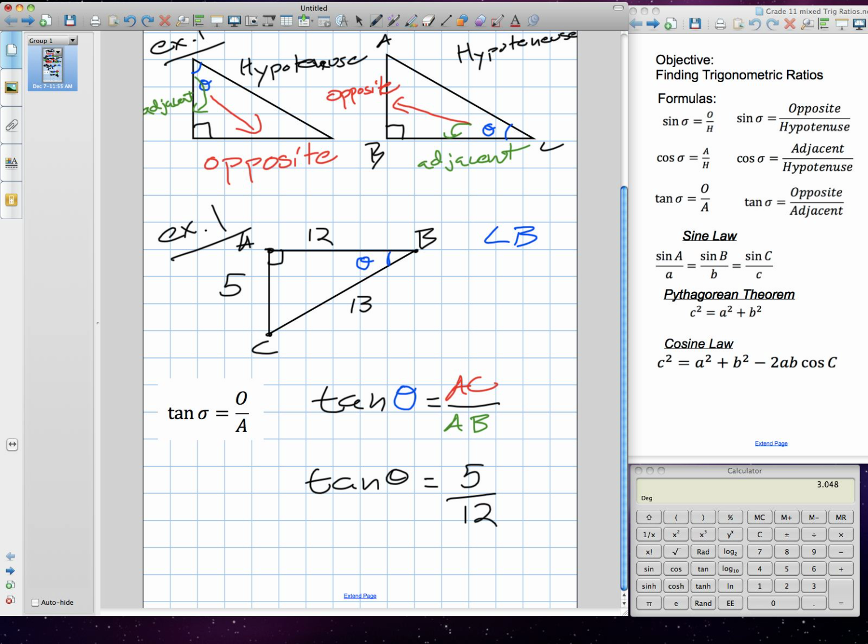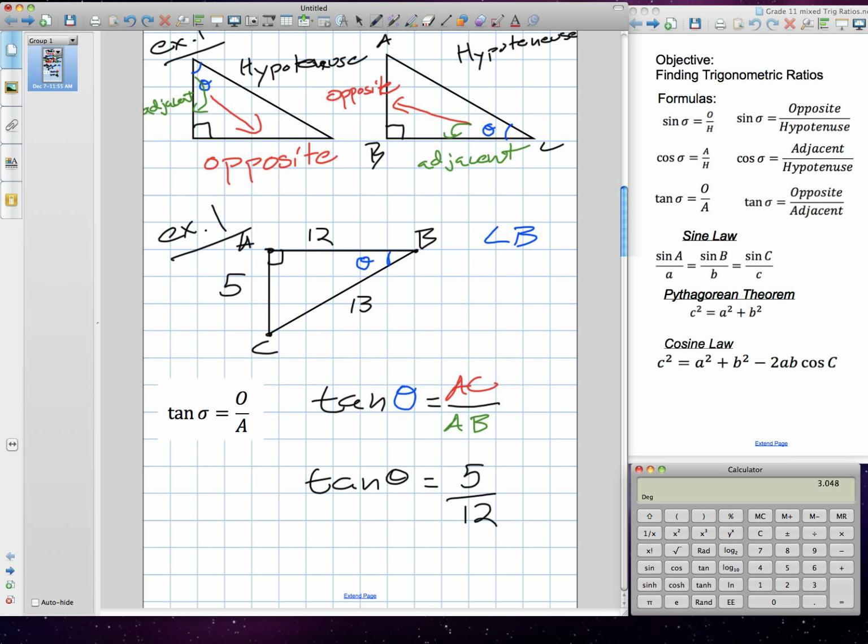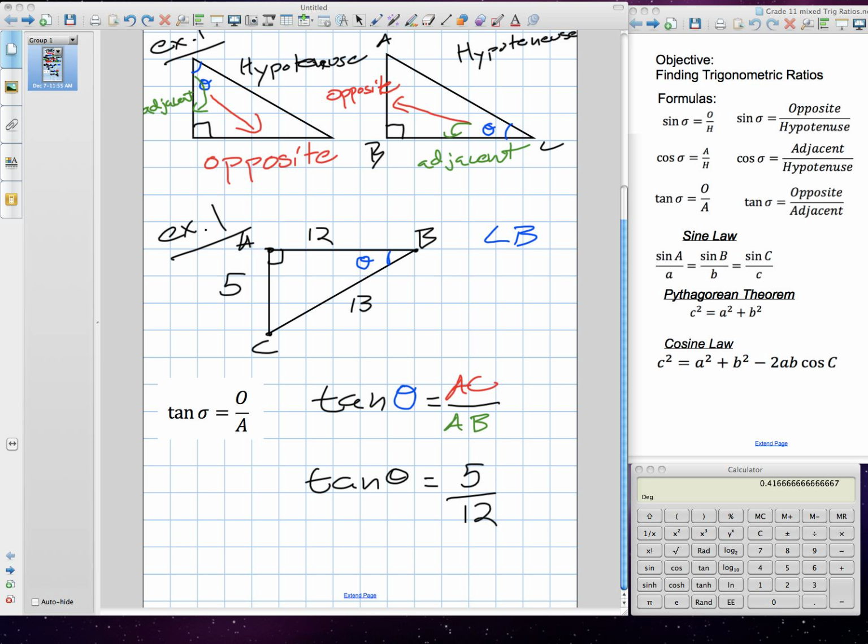Okay. Now I want to actually set it up as a decimal. So we're going to take that, and we're going to start to evaluate. 5 divided by 12. I typed the right number. Tangent theta is equal to 0.4167. Okay, we evaluated to 4 decimal places. Yeah, we'll say 4 for now. We'll say that we'll do that always.